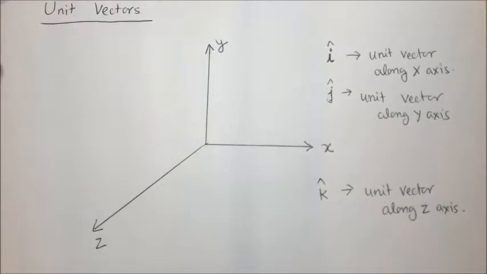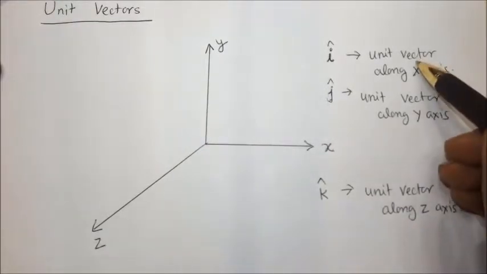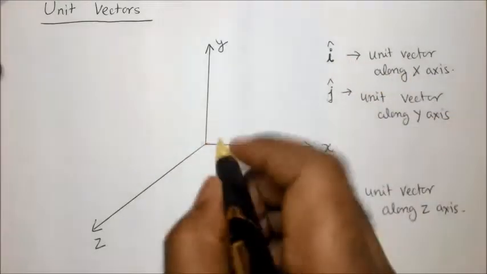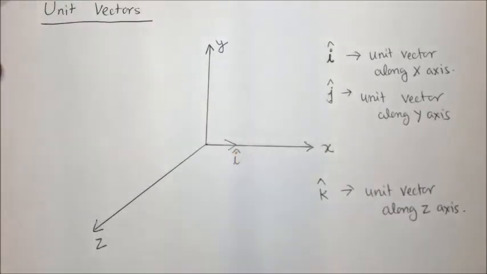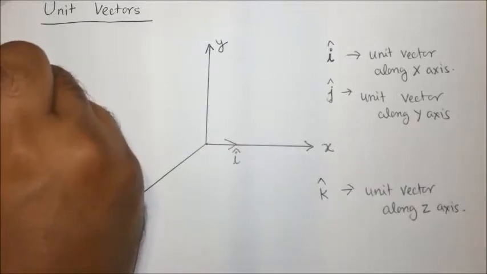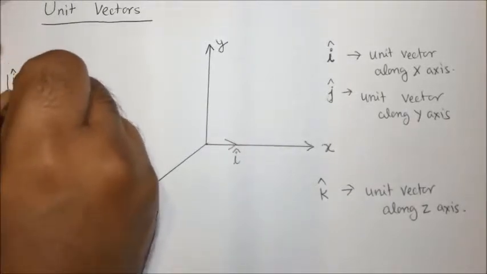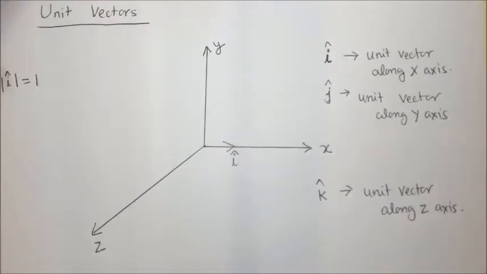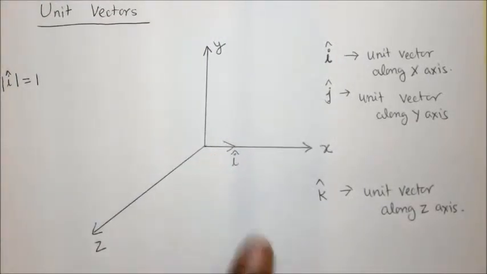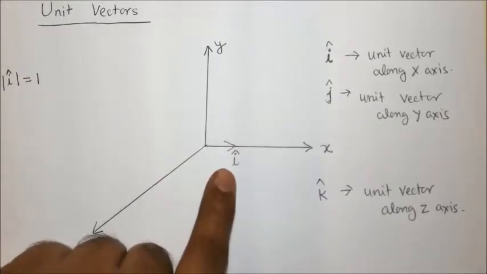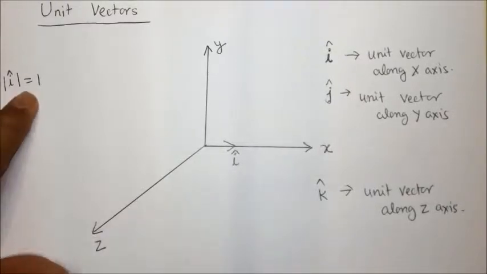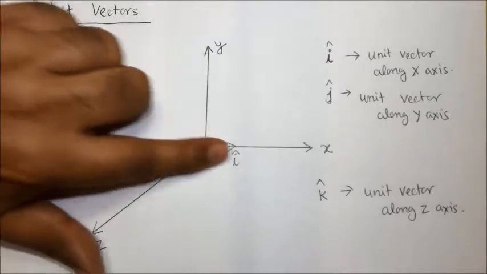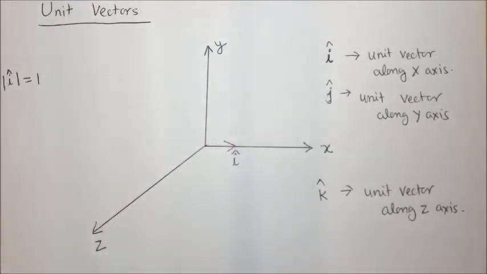So why are they called unit vectors? Because their magnitude is 1. So I cap is this way, and magnitude of I cap is 1. It's a unit vector, a vector having magnitude 1 in the direction of x-axis is unit vector I cap. So its magnitude is 1, but this vector points along x direction.